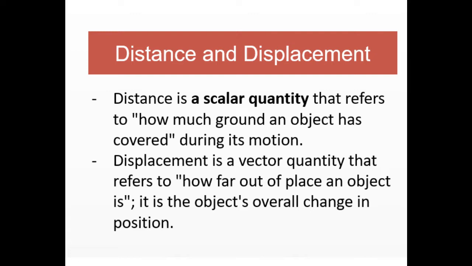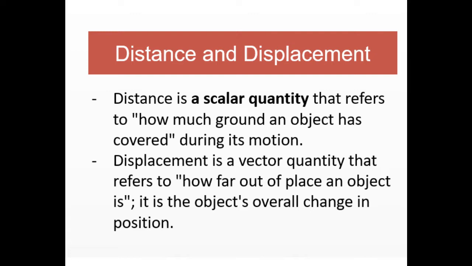So when we talk about distance, this is a scalar quantity that refers to how much ground an object has covered during its motion. On the other hand, when we talk about displacement, this is a vector quantity that refers to how far out of place an object is. It is the object's overall change in position, and since it's a vector quantity, it already involves direction.